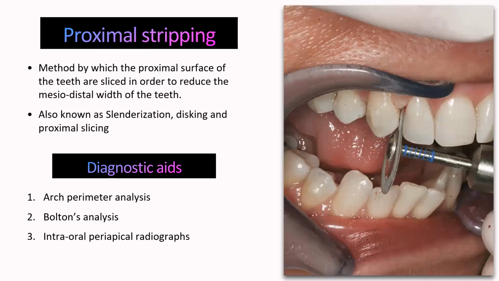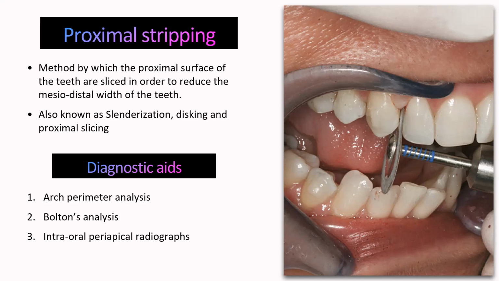So coming to proximal stripping. Proximal stripping is the easiest or simplest way for correction of minimal crowding or some kind of very minimal malocclusions. It is a method by which the proximal surfaces of the teeth are sliced in order to reduce the mesiodistal width of the teeth. This is also known as slenderization, disking, and proximal slicing.